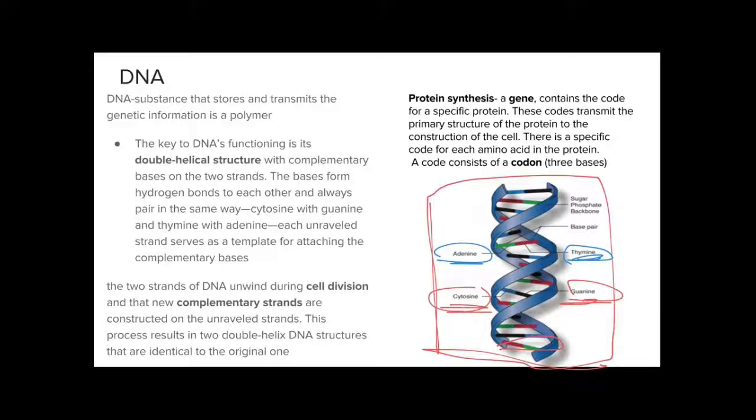So now moving on to protein synthesis, where we find a gene, and a gene contains a code for a specific protein. And these codes transmit the primary structure of the protein to the construction of the cell. And always remember that each protein or each amino acid in a protein has a specific code. And the code consists of a codon, which is 3 bases.